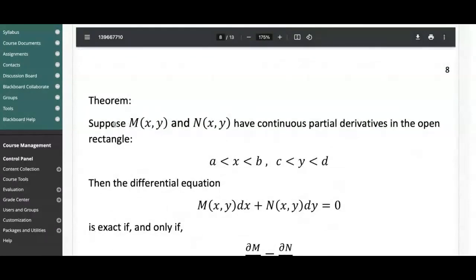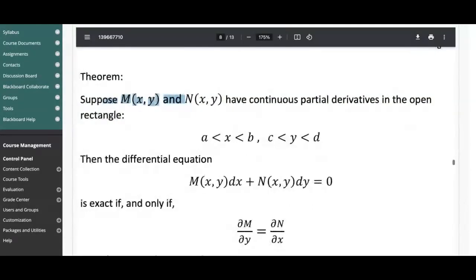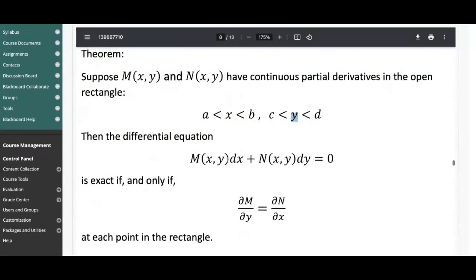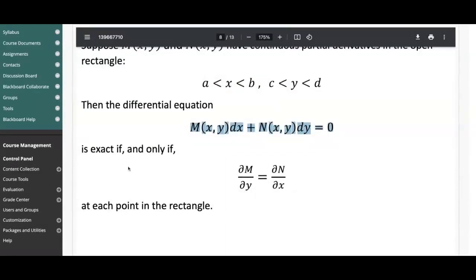Okay, let's see this theorem. Suppose M and N have continuous partial derivatives in the open rectangle where x goes from a to b, and y goes from c to d. Then the differential equation is exact if and only if, going both directions: if this is true, this is true; if this is true, this is also true. So it is exact if and only if this.